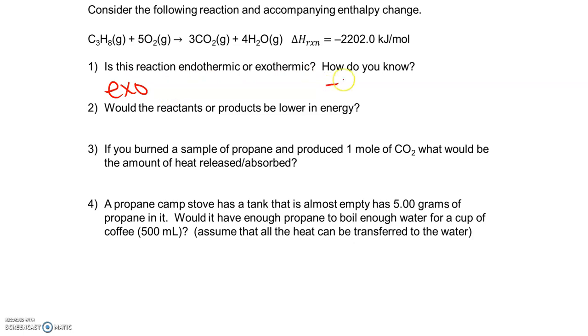And how do you know? Well, you know because of the negative delta H. Would the reactants or products have a lower amount of energy? The products would, because it's an exothermic reaction. We talked about that in the last video.